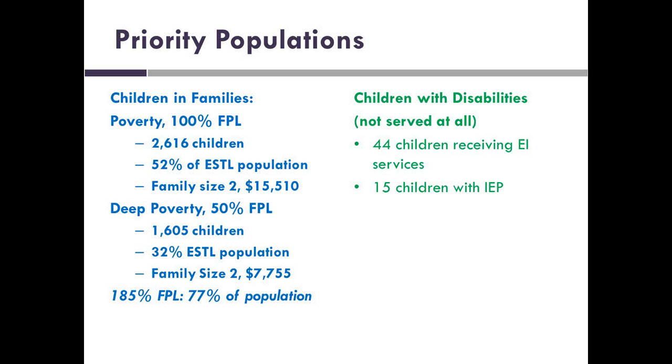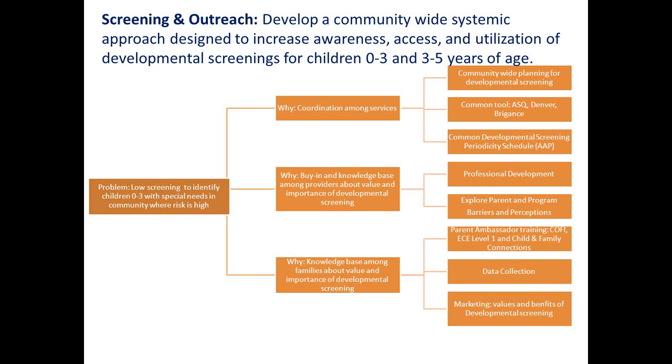So we know that in our community we want to take a 2-generational approach, and the next slide shows the strategy for our screening and outreach. The top of it is our goal that we want to develop a community-wide systemic approach to increase awareness, access, and utilization of developmental screenings for children 0 to 3 and 3 to 5. So this is our logic model that talks about some of the work we will be doing.